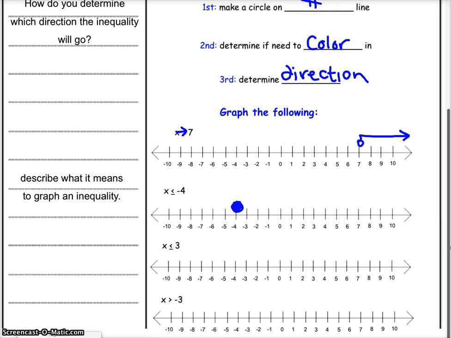Okay, less than, left or right? Less than is left. So go to the left. That's fun.